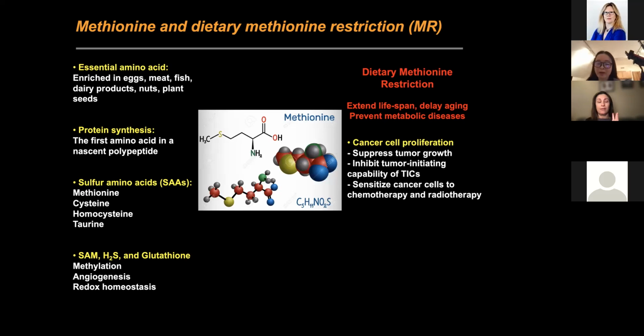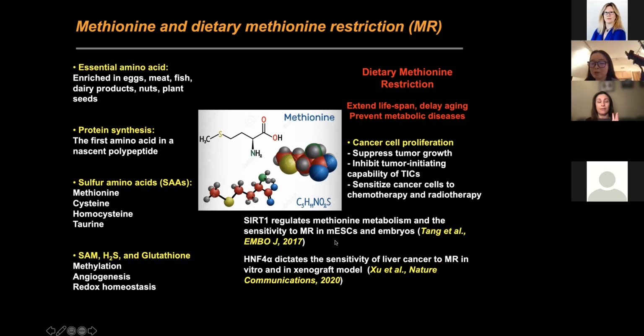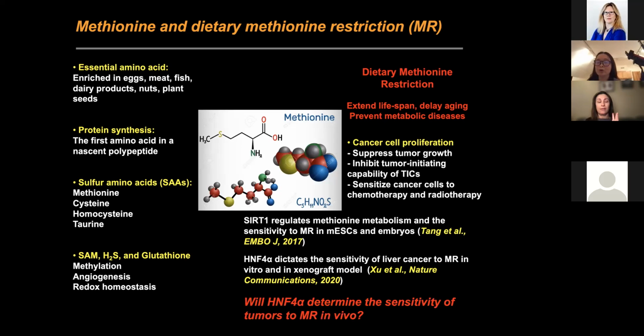The reason why we got interested in methionine metabolism is that several years ago, we found that in mouse embryonic stem cells and embryos, 31 is able to regulate methionine metabolism and the sensitivity of these cells and embryos to methionine restriction. So we hypothesized that since the ES cells and the cancer cells are metabolically very similar, 31 might also regulate methionine metabolism and the sensitivity to methionine restriction of cancer cells.